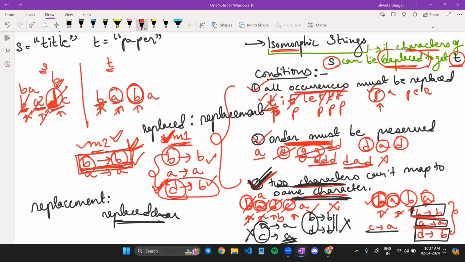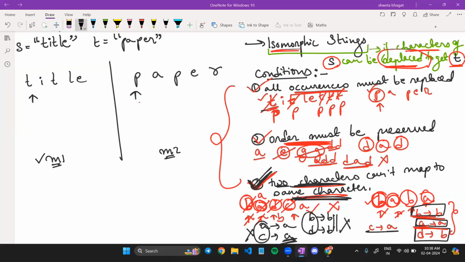Now let's quickly do the dry run for this test case. Initially both M1 and M2 are empty and these are the two strings. That is, this is S and this is T. So basically in M1 we are mapping which character of S got mapped to which character of T. And in M2, we are storing which character of T got mapped to which character of S, correct?